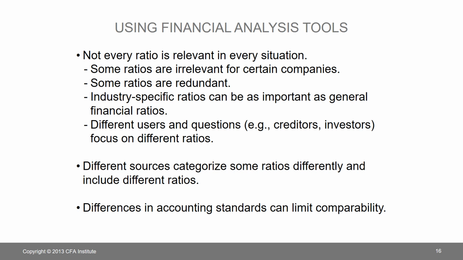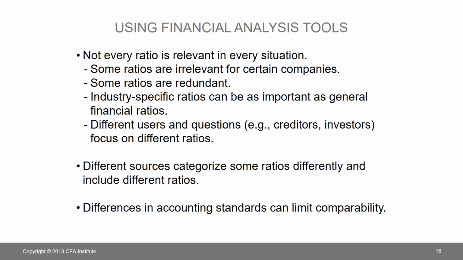Industry-specific ratios can be as important as general financial ratios. For example, the hotel industry tracks occupancy, which represents rooms sold divided by rooms available; average daily rate, which is the total room revenue divided by number of rooms sold; and RevPAR, or revenue per available room, which represents total room revenue divided by number of rooms available.